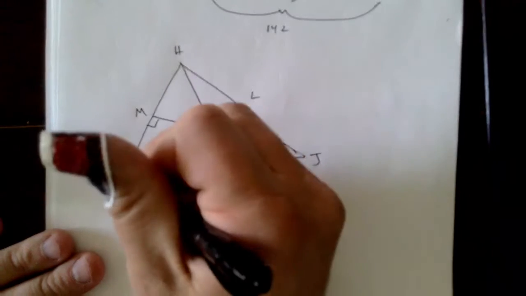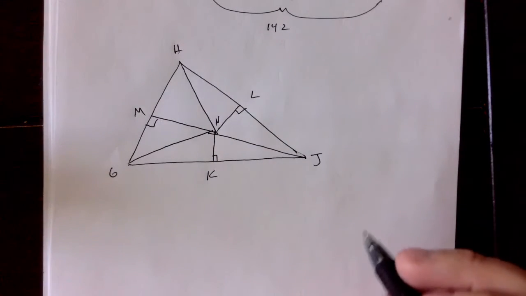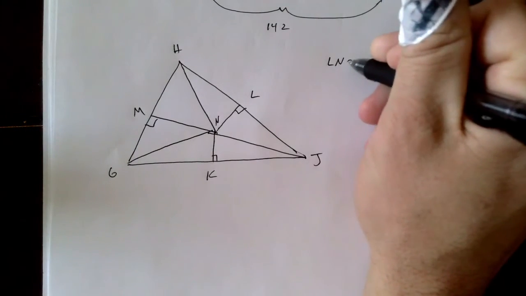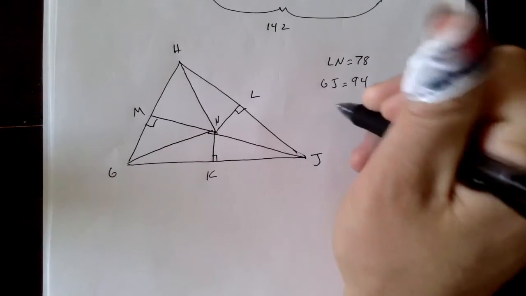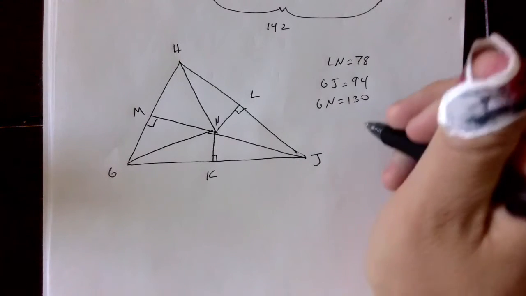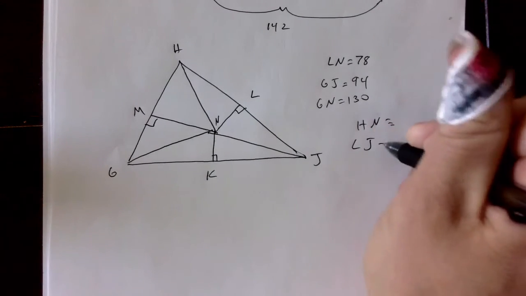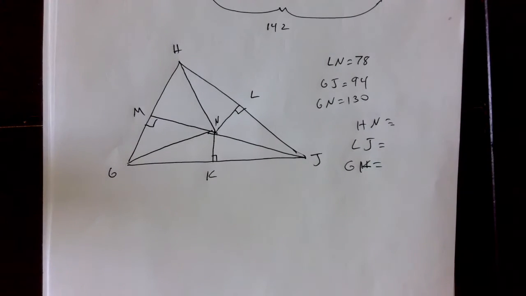Alright, so what else do we need? We need lines drawn from here to here and from here to here. The information that they tell us is that LN is 78, GJ is 94, and GN equals 130. Remember, this is circumcenter. They want us to find HN, LJ, and GK.